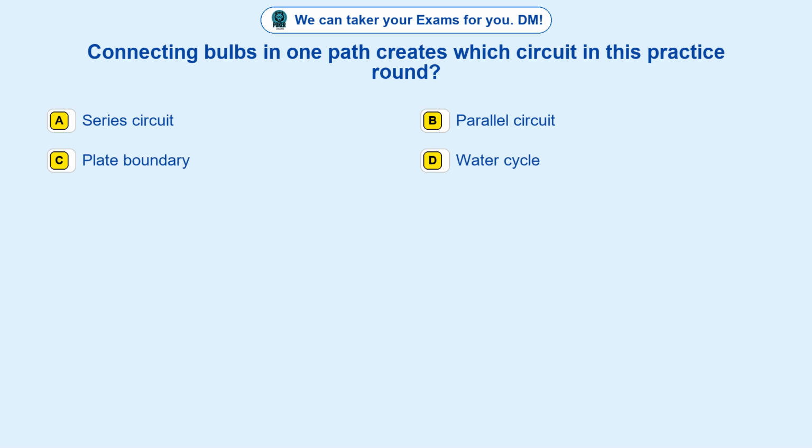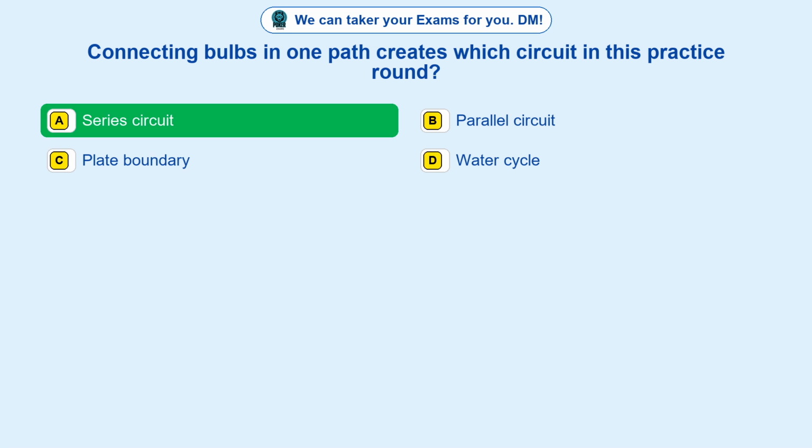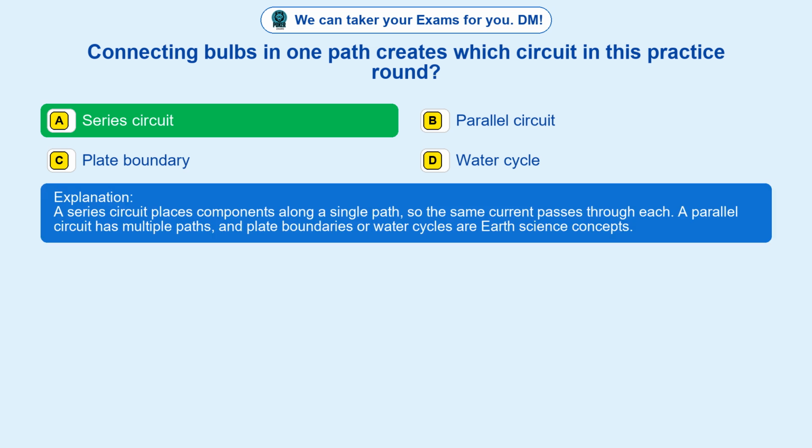Question 73. Connecting bulbs in one path creates which circuit in this practice round? Option A, series circuit. Option B, parallel circuit. Option C, plate boundary. Option D, water cycle. The correct answer is option A. Series circuit. A series circuit places components along a single path, so the same current passes through each. A parallel circuit has multiple paths, and plate boundaries or water cycles are earth science concepts.